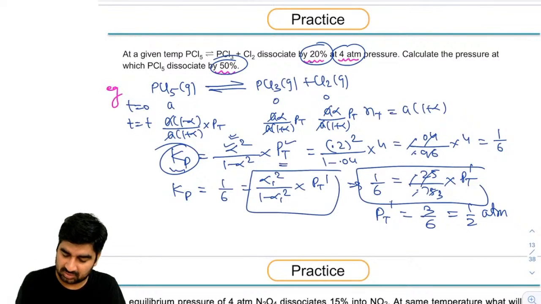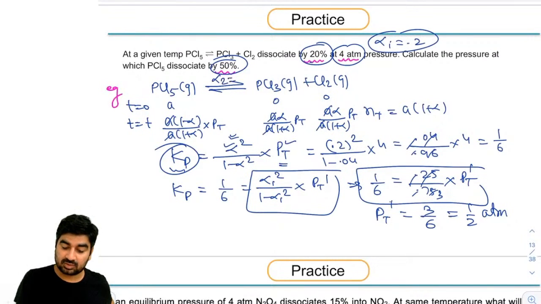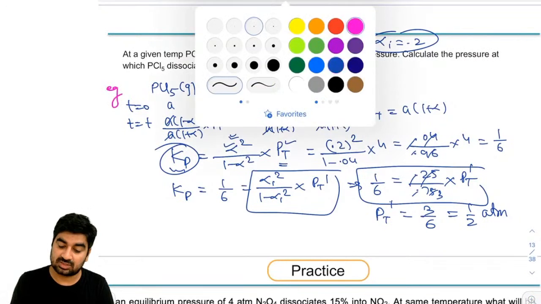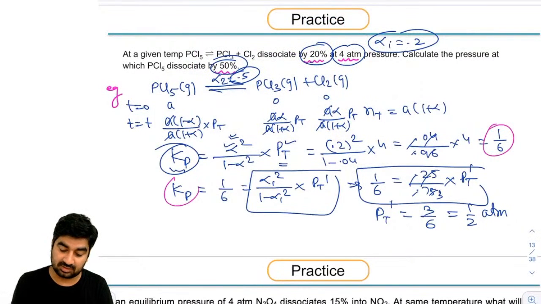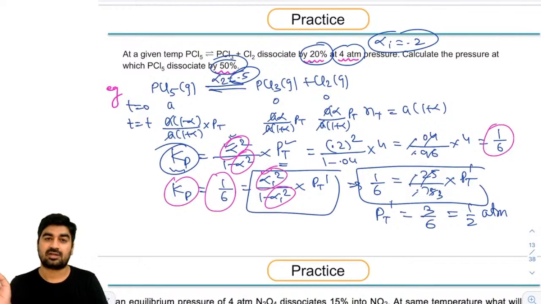So this is just the mathematical part. The conceptual part was this. Alpha 1, initially, was 0.2. Now the alpha 2 is 0.5. So how is alpha changing? You have not changed the temperature. Because you have not changed the temperature, I am taking the same Kp in both scenarios. But alpha is changing here. So this is the new alpha. This was the previous alpha. Are you getting it?